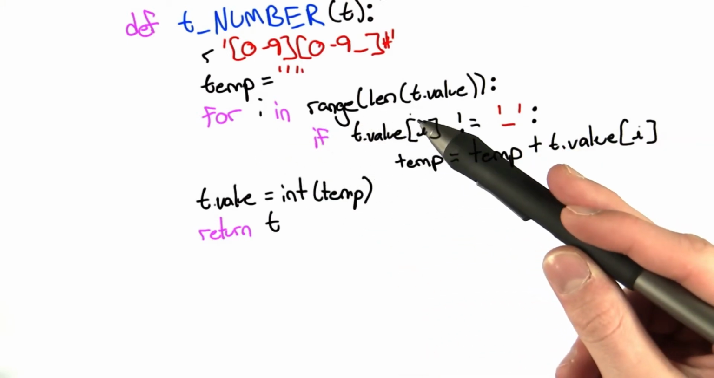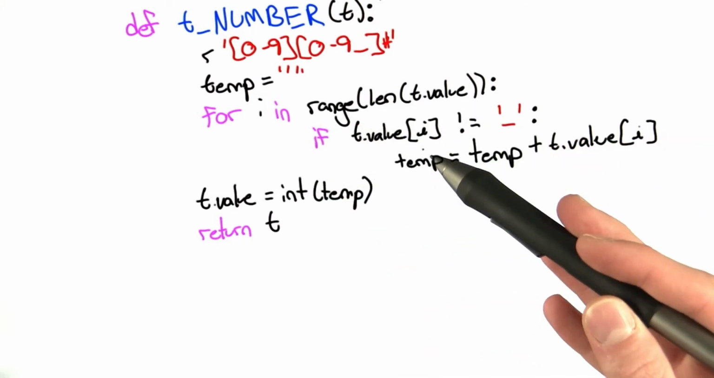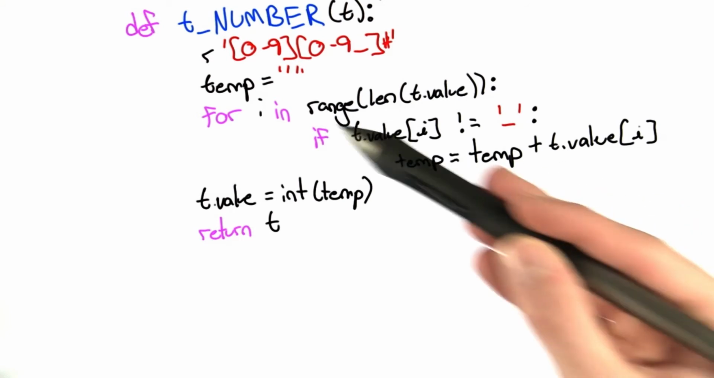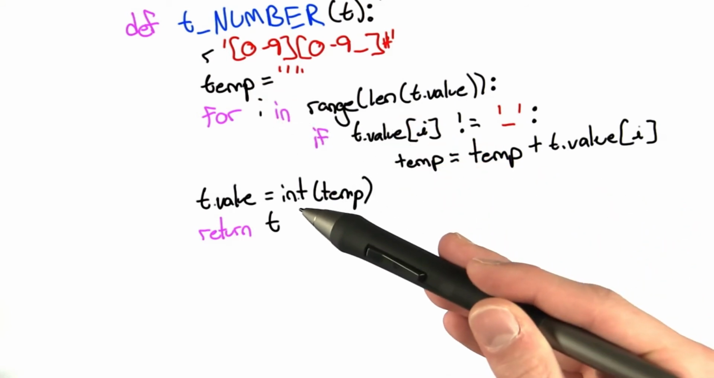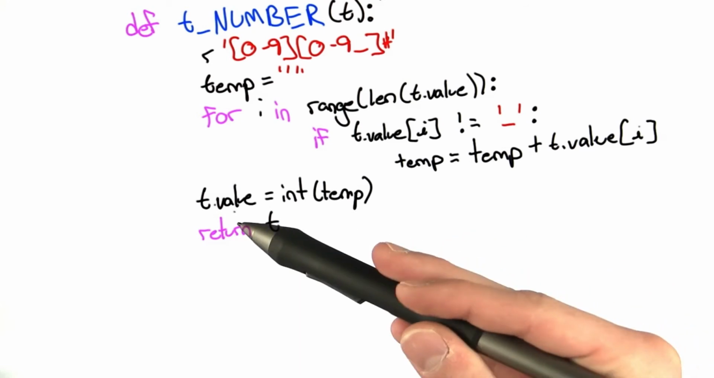I'm going to go through each character like I planned. If it's not an underscore, I'm going to append it onto our temp string and then call int on that temp string to get the new value.